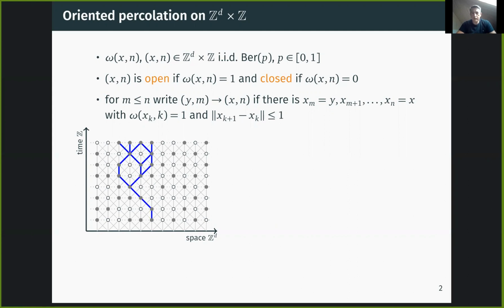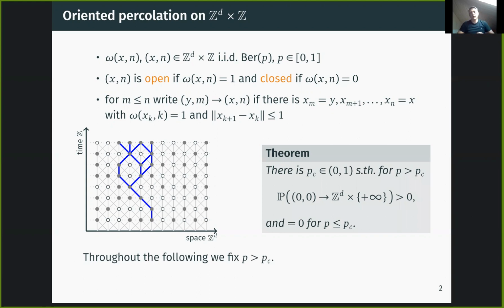The blue is the open path starting in this one site. The well-known fact about oriented percolation is that there is a critical probability p_c, so that in the supercritical case, p larger than p_c, the percolation probability of one site is positive. So the probability that there is an infinite open path going up from the site (0,0) is positive. We will consider only the case p larger than p_c.